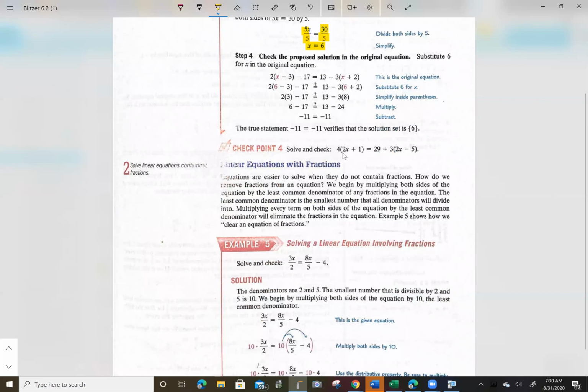Pause now and please try checkpoint 4. Distribute first, simplify, then get your variables on the same side.